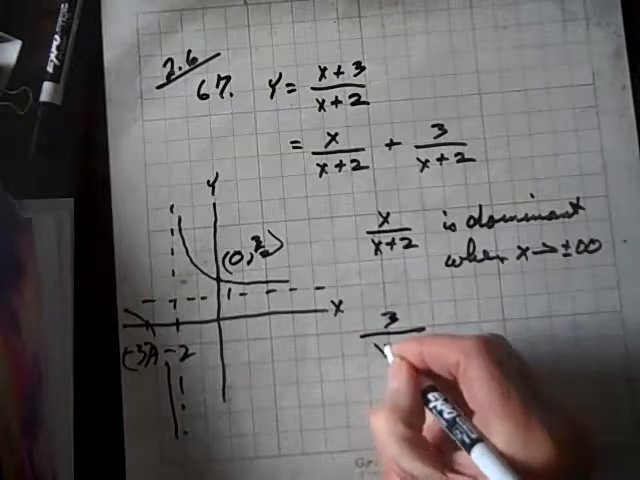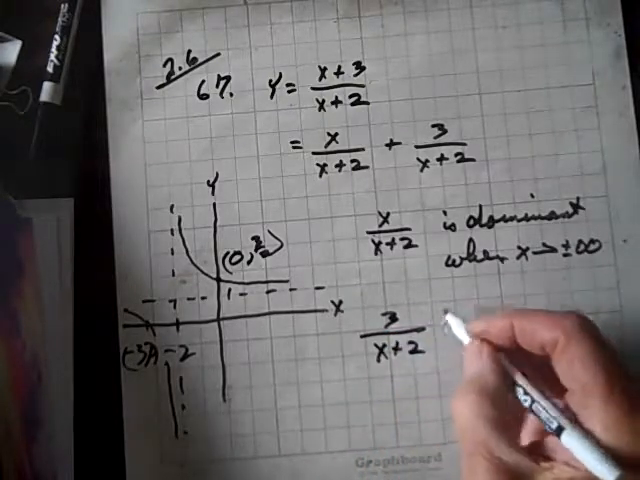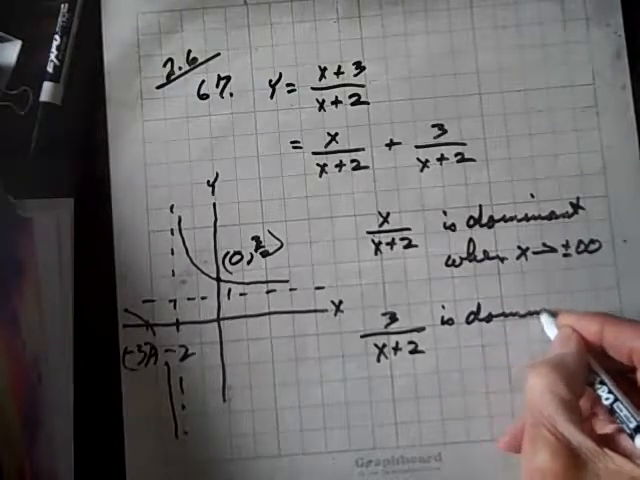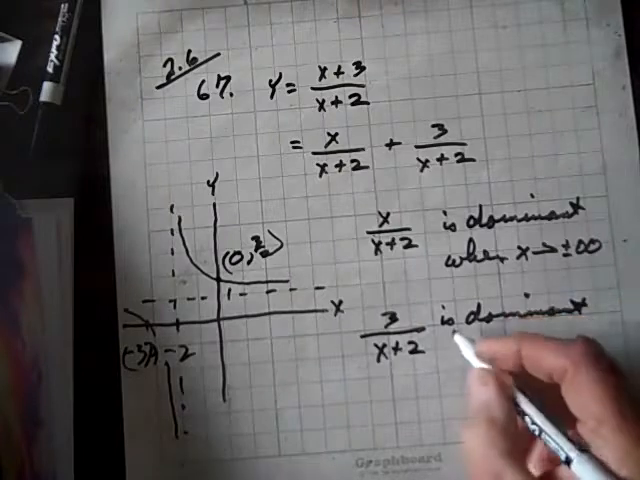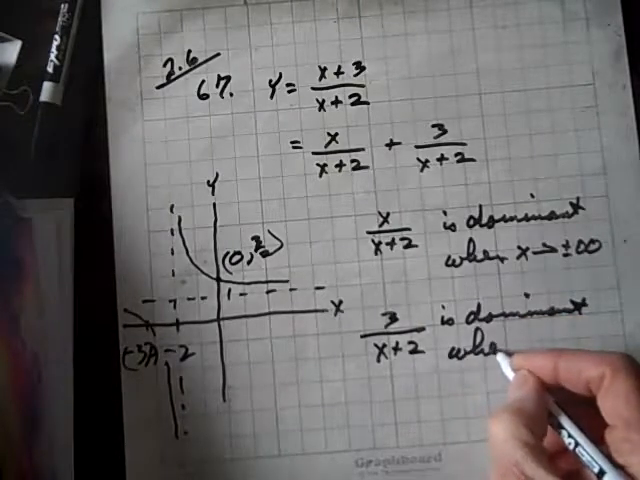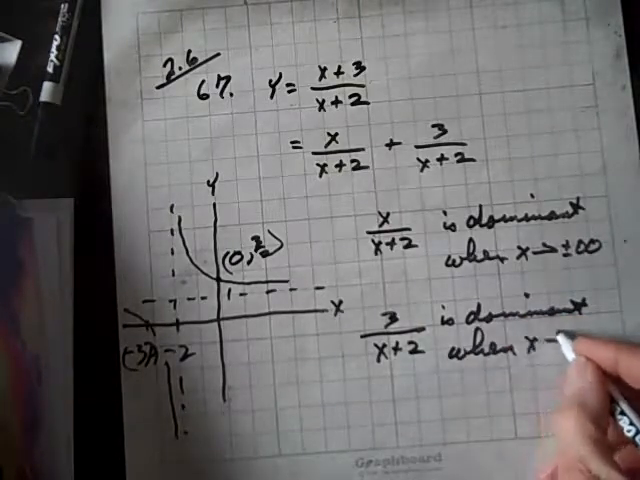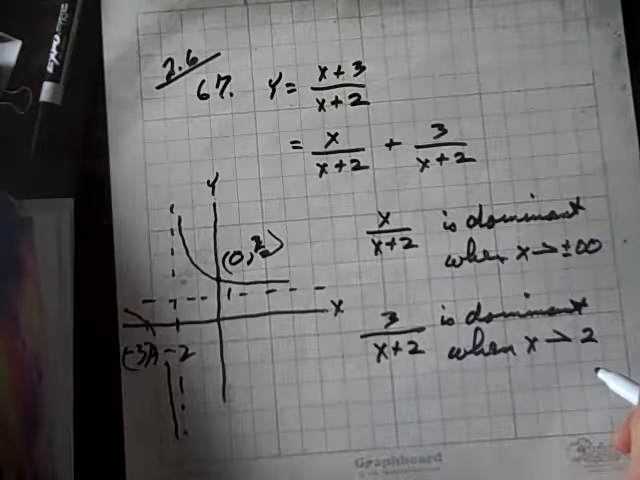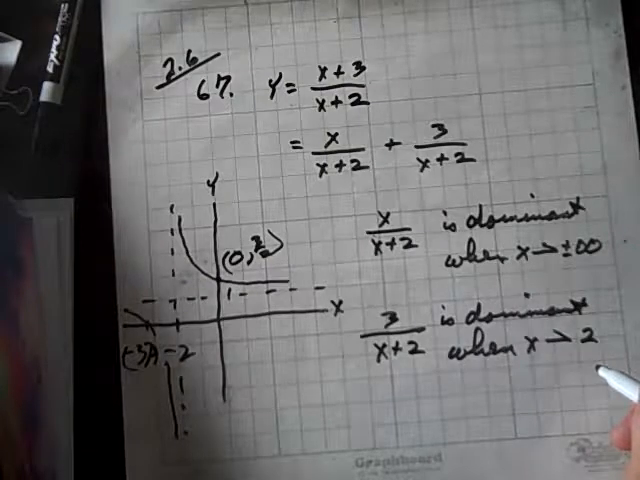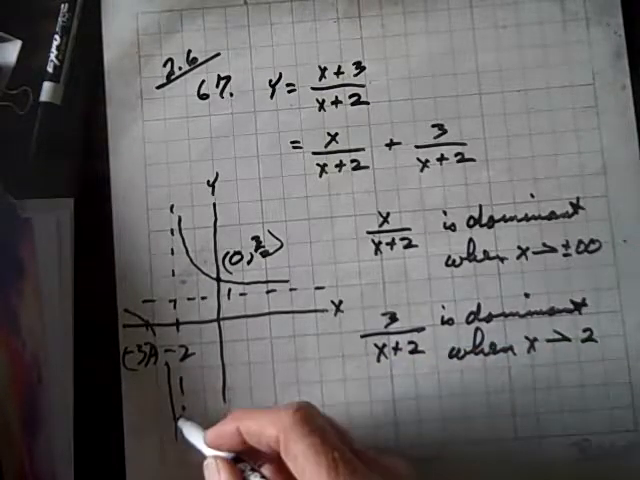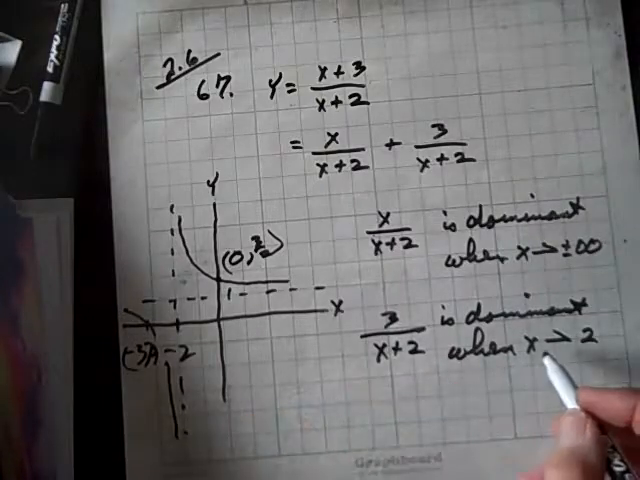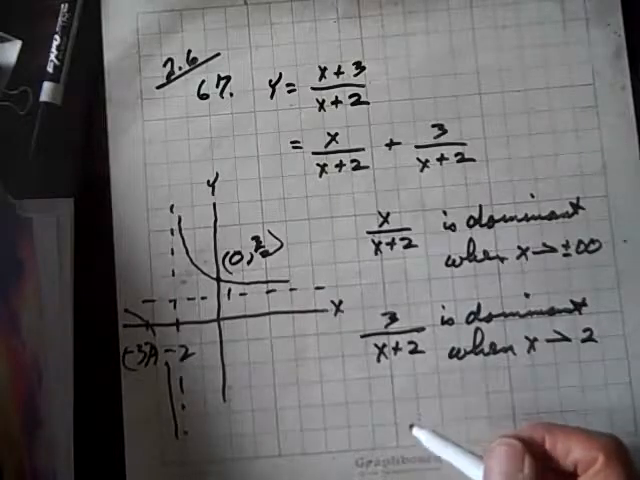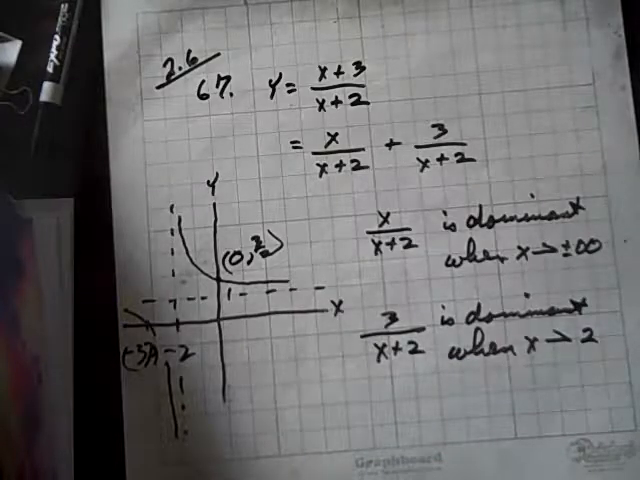3 over x plus 2 is dominant when x is approaching -2 from above or below, because when x is approaching -2 from below, we're going to negative infinity. When x is approaching -2 from above, we're going to positive infinity. So, and we're done. That takes care of it.